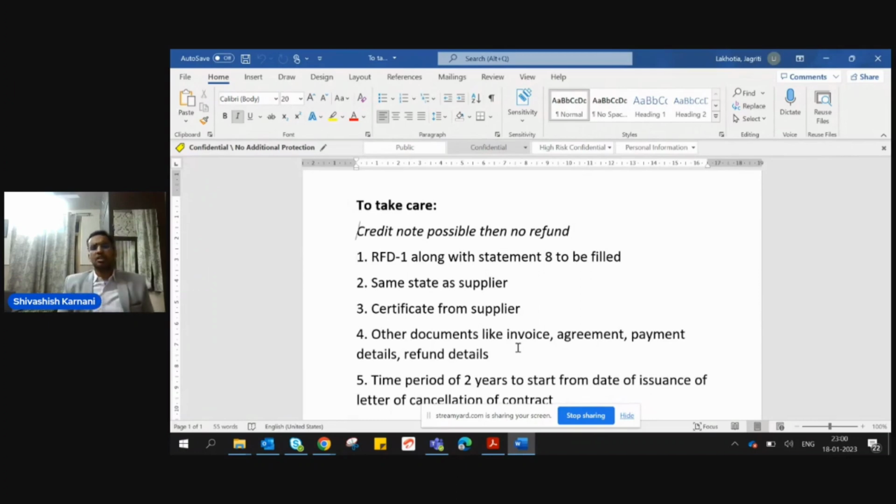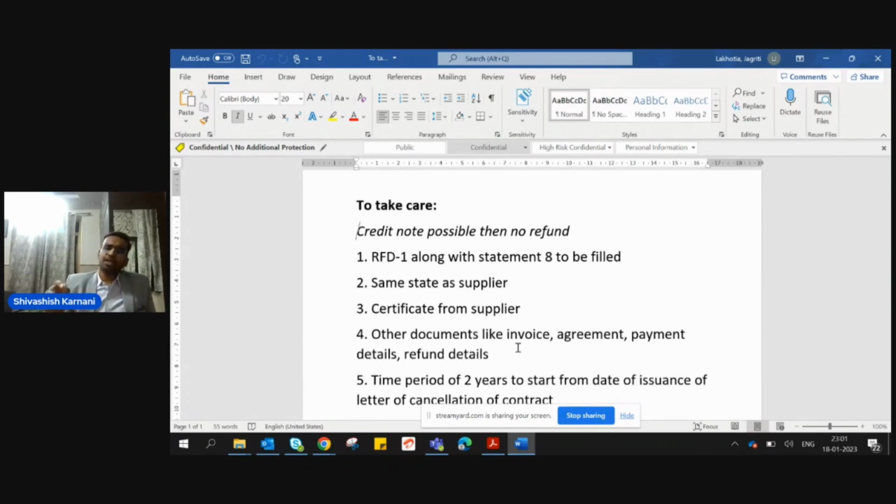It says the refund is only possible where credit note is not possible. So what does that mean? Let's take an example. I had booked a property in, let us say, November 2017. I had paid 1 lakh rupees plus 18,000 rupees of GST. Now, what was the timeline to issue the credit note in that case?